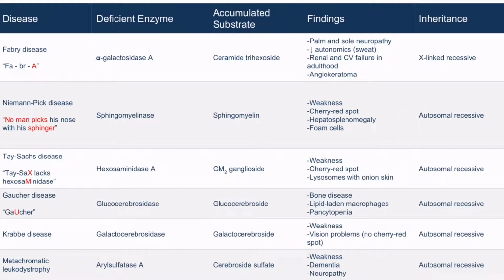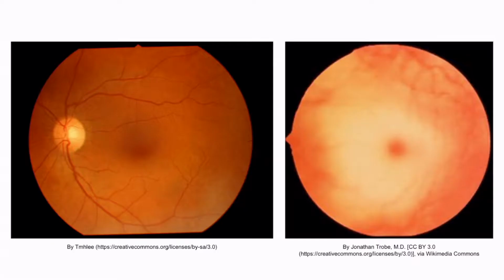Niemann-Pick disease and Tay-Sachs are almost always tested together because they both can present with a cherry red spot. On the left, you can see a normal fundoscopic exam. On the right, you can see a cherry red spot. Both of these figures can be found in section 19 of metabolism.